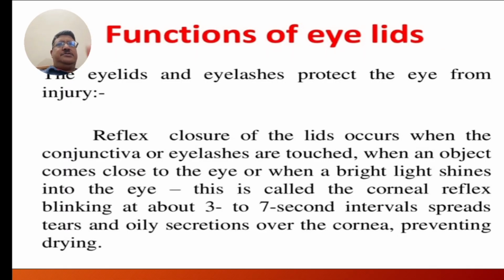Functions of the eyelids. The eyelids and eyelashes protect the eye from injury. Reflex closure of the eyelid occurs when the conjunctiva or eyelashes are touched, when an object comes close to the eye, or when bright light shines into the eye. This is called the corneal reflex. Blinking at about 3 to 7 second intervals spreads tears and oily secretions over the cornea, preventing drying.